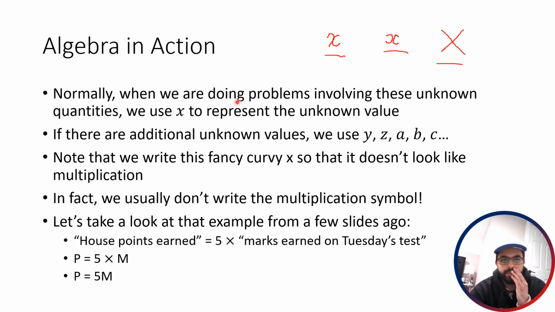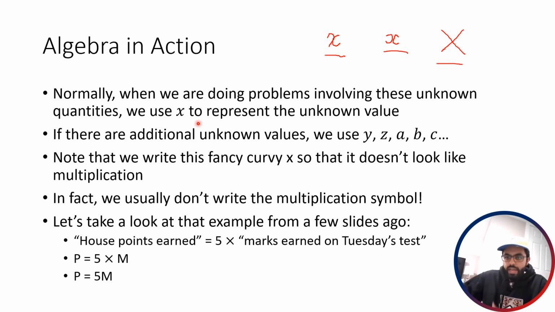So the idea is we write this fancy curvy swirly X so that it doesn't look like multiplication, but also so that it doesn't look like a number. It is a letter, it is a placeholder, but it doesn't look like we're trying to multiply two things together. So normally we use X. Obviously, if you've got more unknown values, you can use more letters. Now, you don't have to use X. I'm just saying that a lot of the time you'll see the problem given with X as your unknown value. And if you've got more, it'll be X, Y, Z. If you've got a ton of them, it'll be X, Y, Z, A, B, C, D. If it's just four, it might be X, Y, Z, A. It might be W, X, Y, Z.